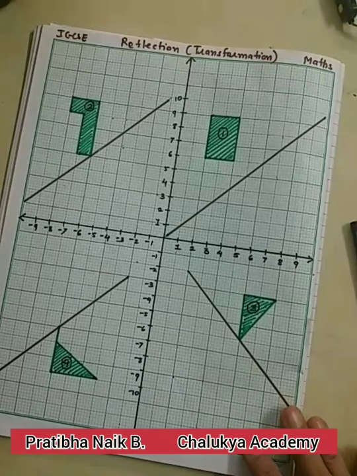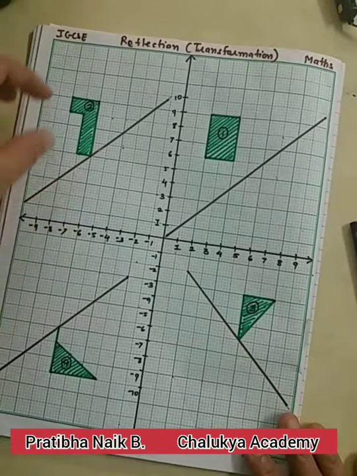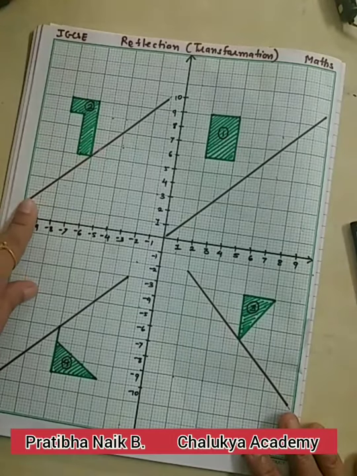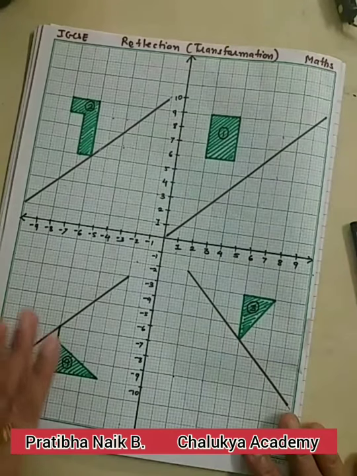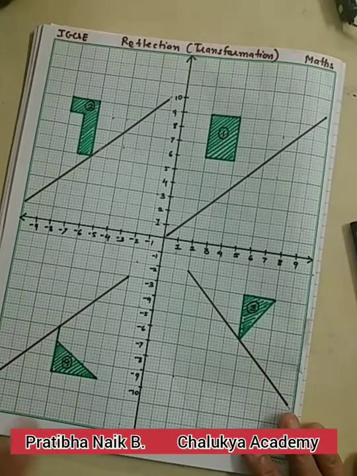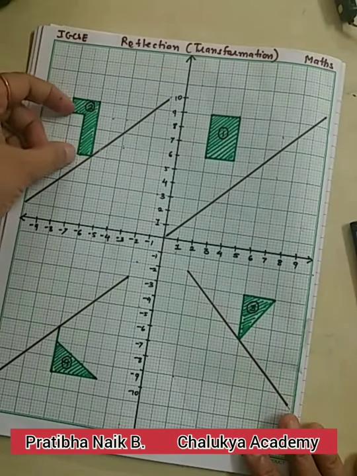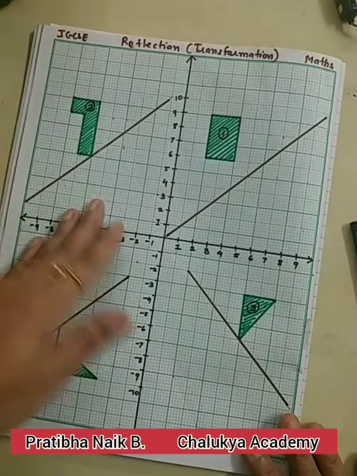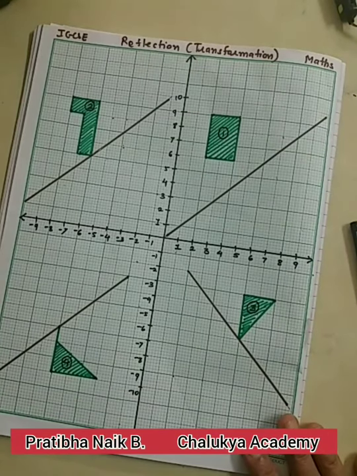Okay, now in these examples you are given the mirror line and you have to draw the image of the given object through the mirror line. In the previous examples you had to draw the mirror line as per the given instruction and then draw the image. In this case the mirror line is also given to you, the object is also given to you, only you need to draw the image. In the previous examples the mirror line is a straight line. It is either parallel to the x-axis or parallel to the y-axis.